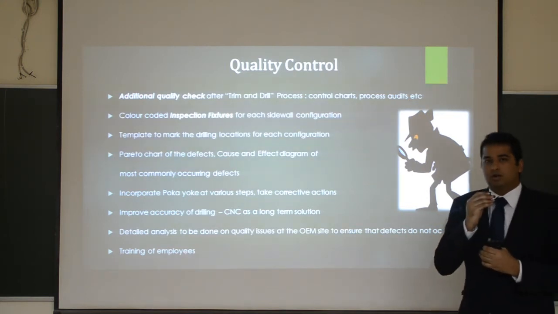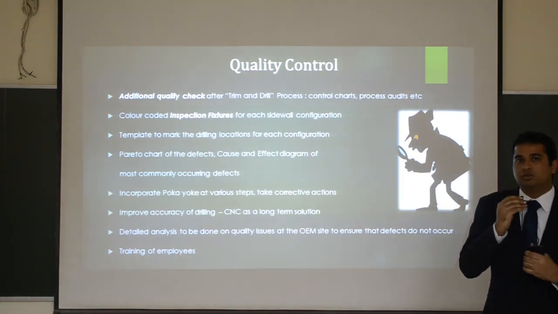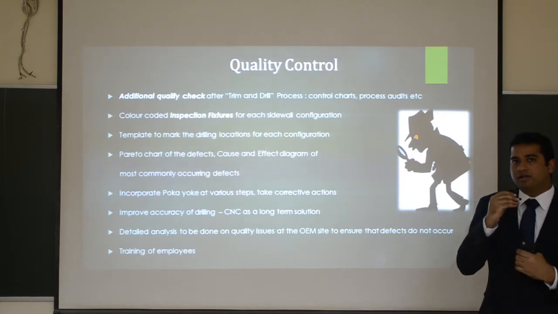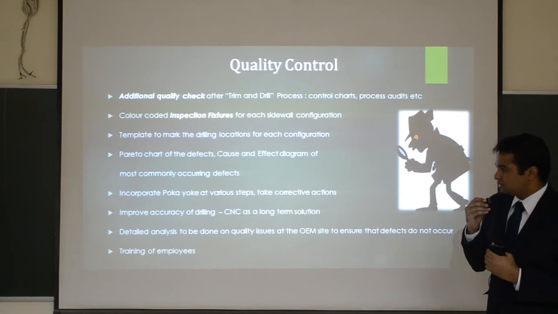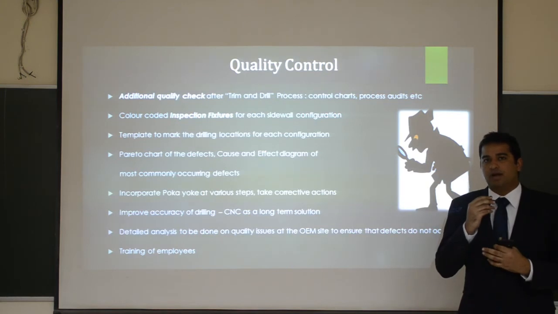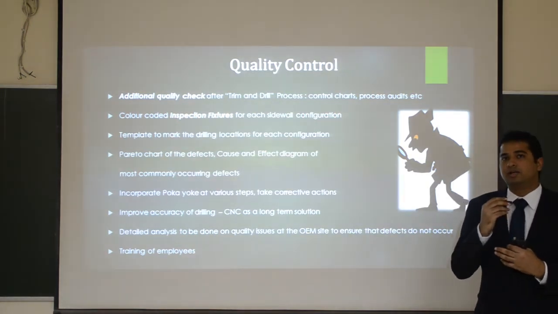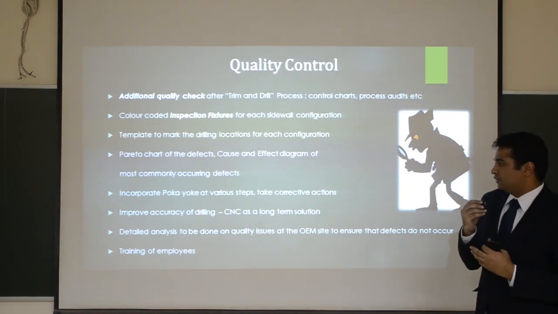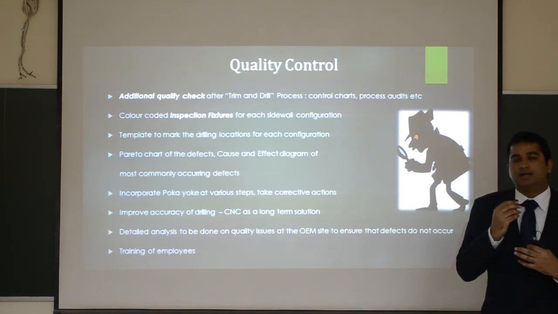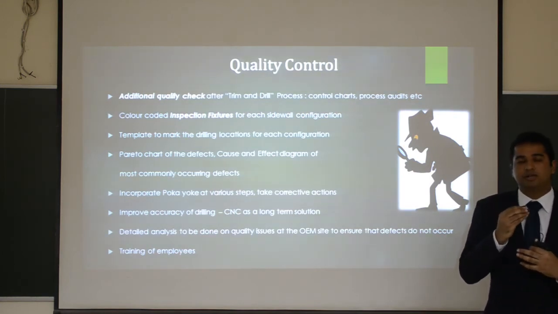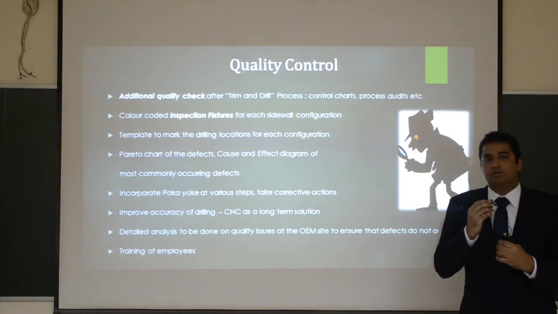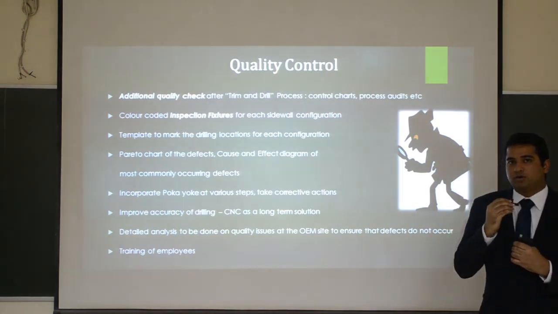For the defects that are occurring right now, we will be doing a Pareto analysis to identify the most commonly occurring defects. We will do a root cause analysis and accordingly use Poka-Yoke at the various steps or take the required corrective actions. As a long-term solution to improve accuracy, we will be looking at investing in CNCs. For the defects occurring at the OEM site, we will be doing a detailed analysis of these defects so that they do not occur again, because the cost of these defects will be really high. We would also be looking at training of employees to improve the quality.